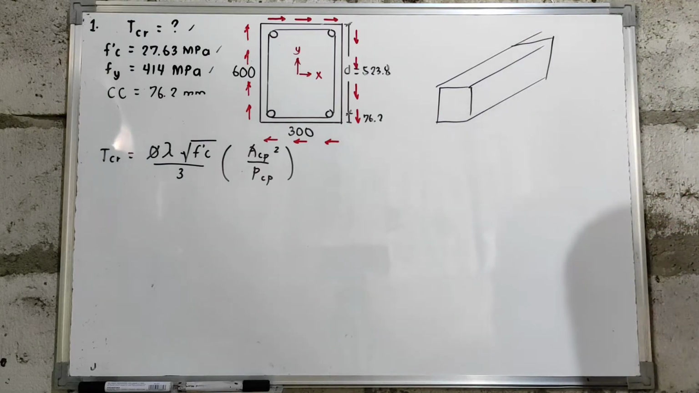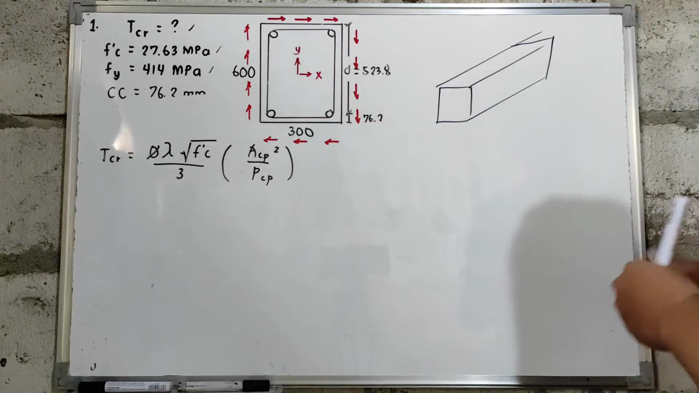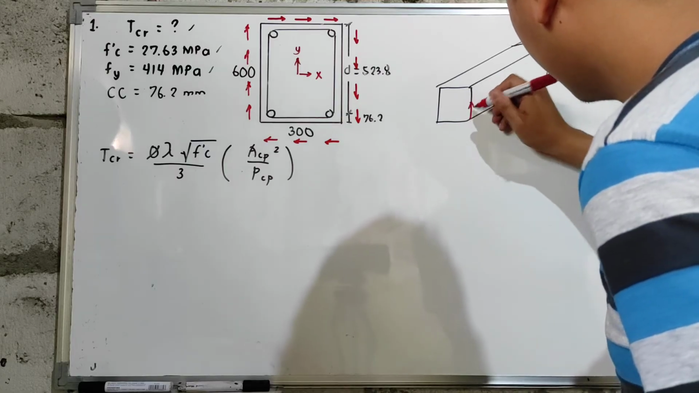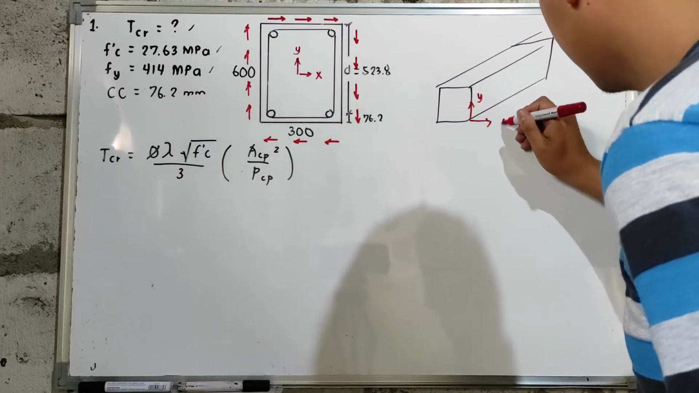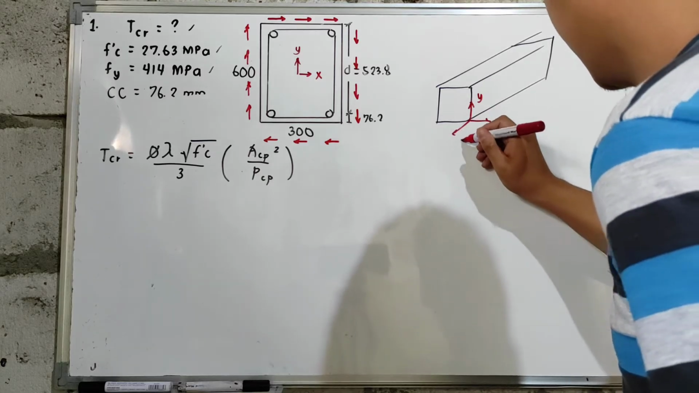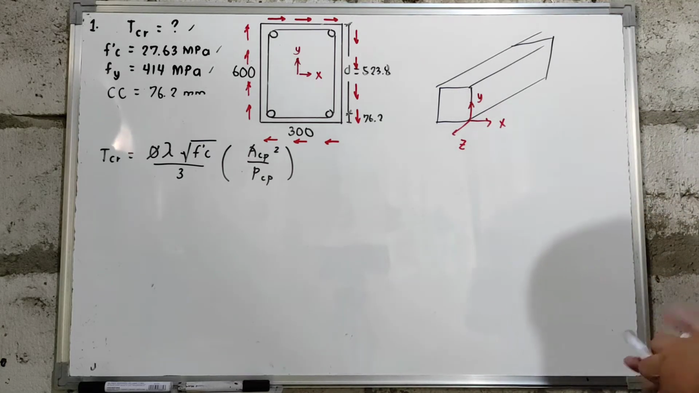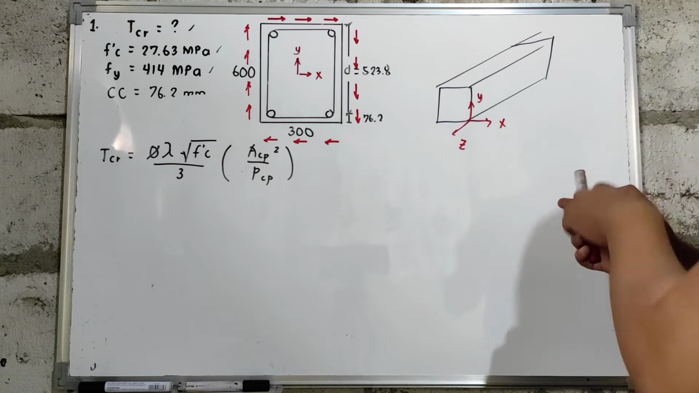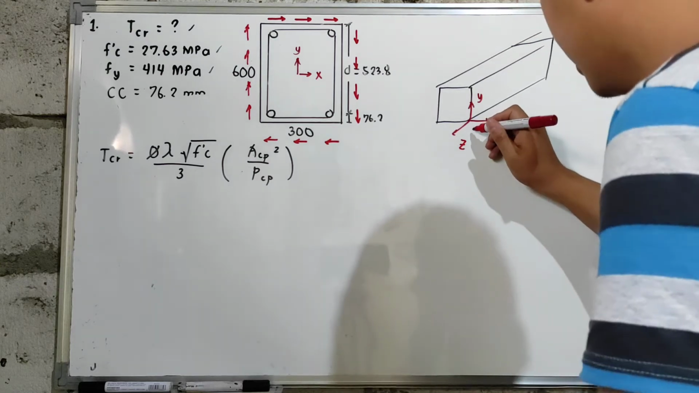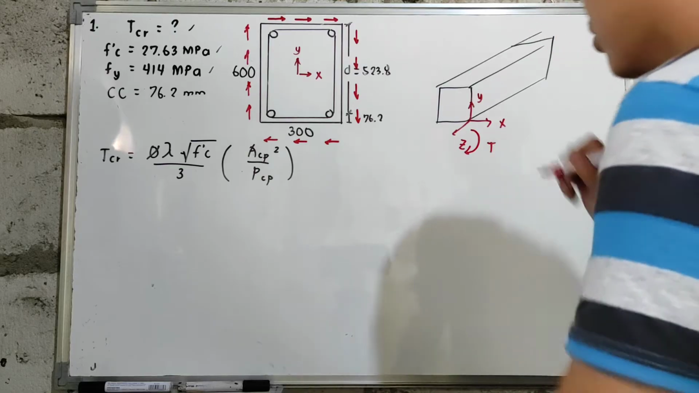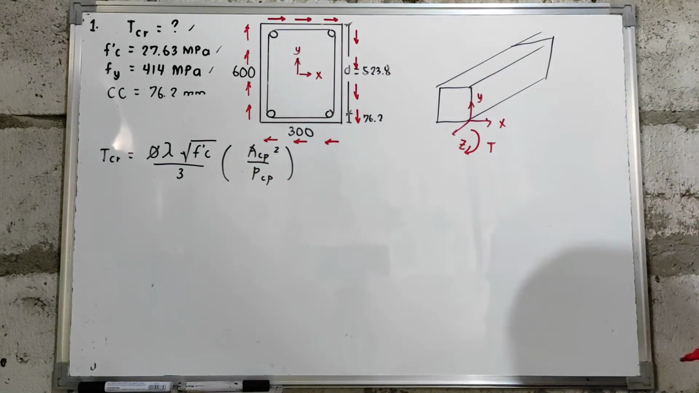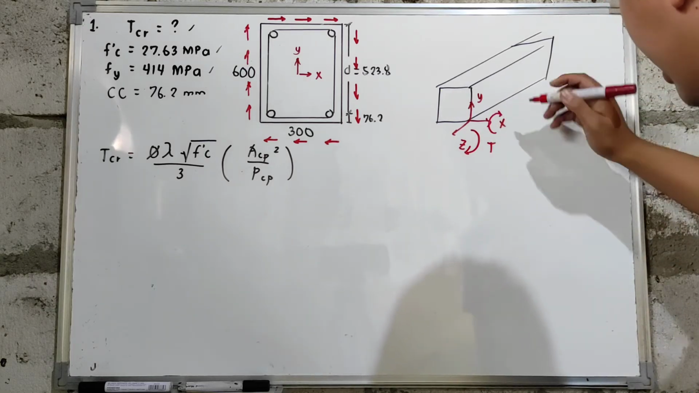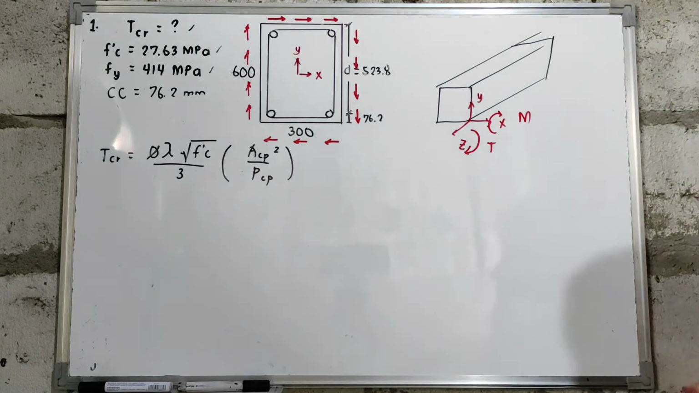So, nangyayari niya dito is, this is in 2D manner. So, iti-3D natin siya. So, this is yung Y, tapos this is yung X, tapos this is yung Z natin. So, if yung torque natin, it is along yung Z-axis natin, doon nangyayari yung torsion natin. Kapag naman yung moment natin is acting along sa x-axis natin, doon naman nangyayari yung bending moment natin.